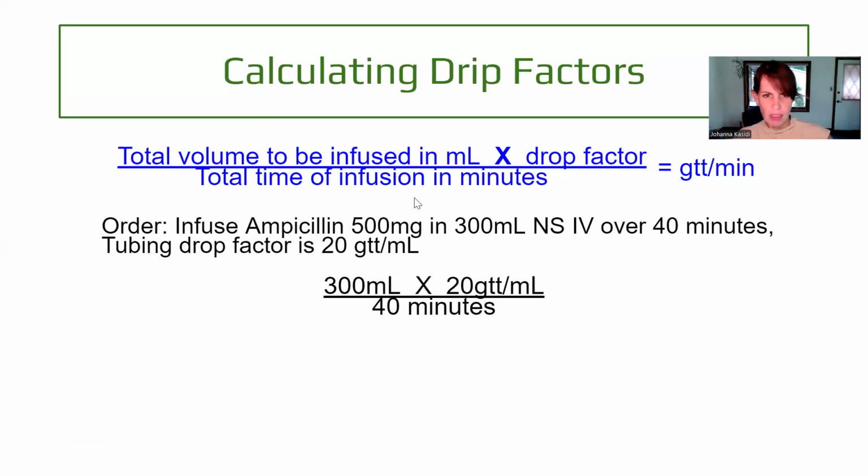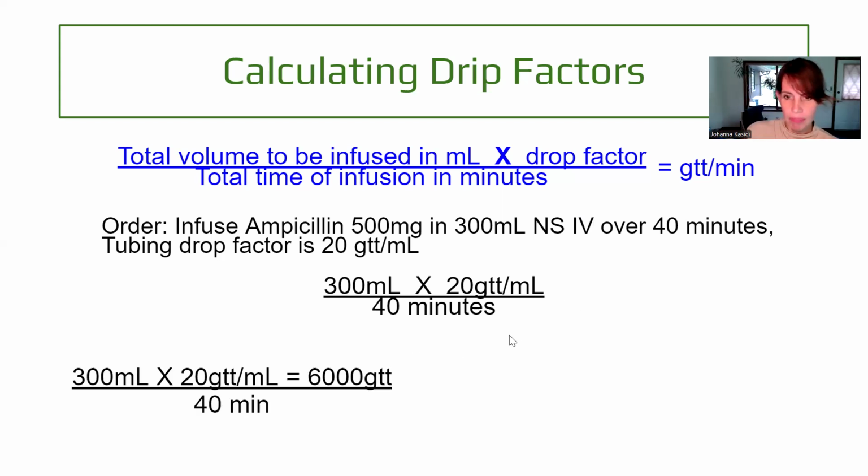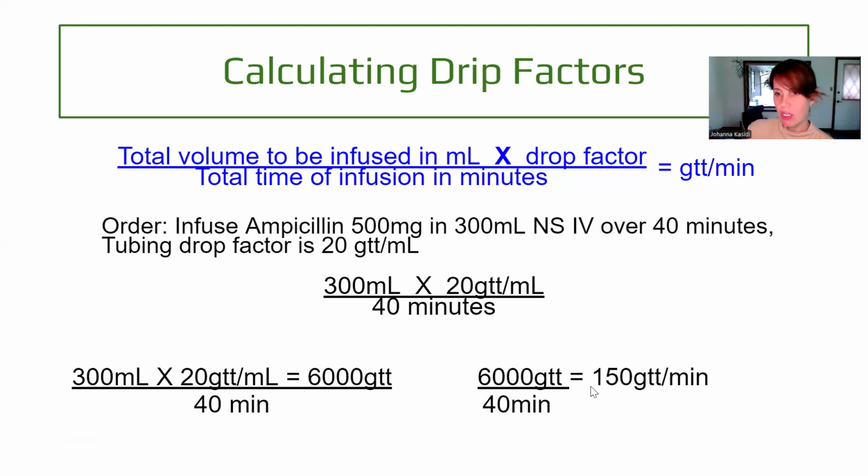So you have an order here: ampicillin 500 milligrams and 300 milliliters of normal saline IV over 40 minutes. So how much volume is being infused? We're going to put in 300 milliliters. And the drop factor, the tube drop factor, is 20. So we're going to multiply that by that. And the total time of infusion in minutes is 40 minutes. So this is exactly how we set it up. And we get 6,000 drops or drips over 40 minutes, gives us 150 drips per minute.